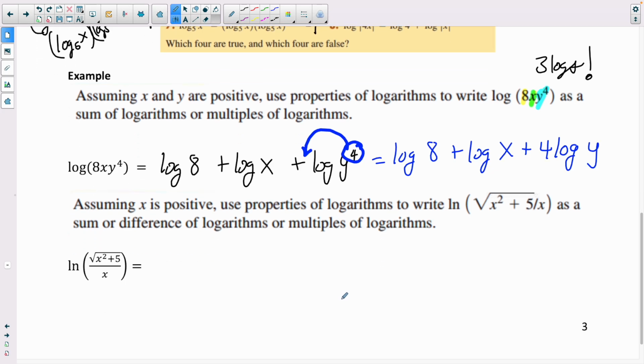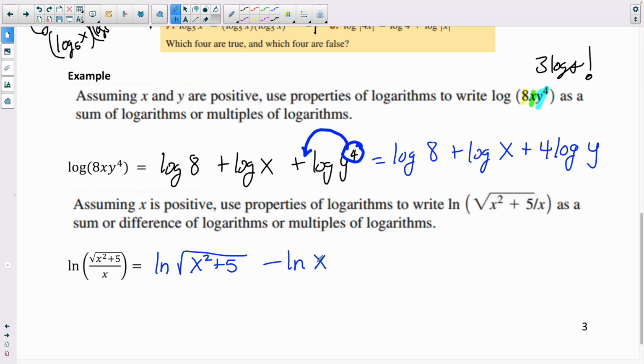All right, so example 2 here. Assuming x is positive, use properties of logarithms to write the natural log of the square root of x squared plus 5 over x as the sum or difference of logarithms or multiples of logarithms. All right, so here we're going to start with the quotient piece. So again, we always start with a product or a quotient to separate. And so I'm going to have natural log of the square root of x squared plus 5 minus the natural log of x. So that's my first step.